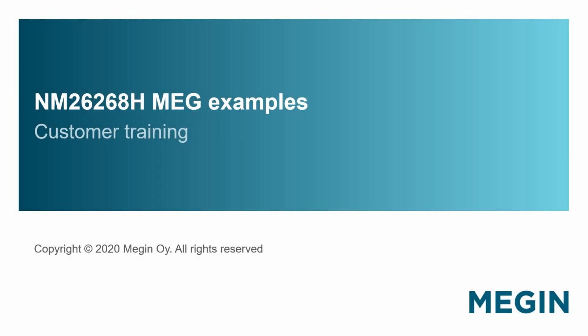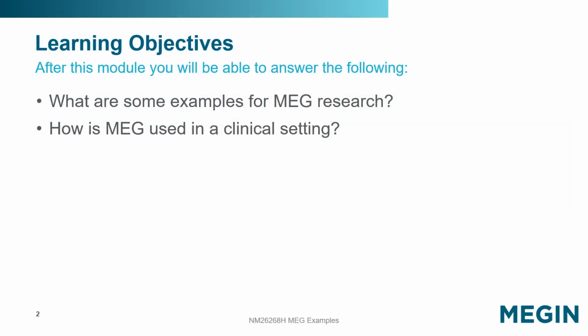In this module, we will show some examples of MEG analysis in basic research and in established clinical applications. In this module, you will be introduced to a few MEG examples, pointing out the unique advantages of magnetometers versus gradiometers. In addition, you will learn how MEG can be used to map cortical activation sequences and how MEG is used in clinical settings.